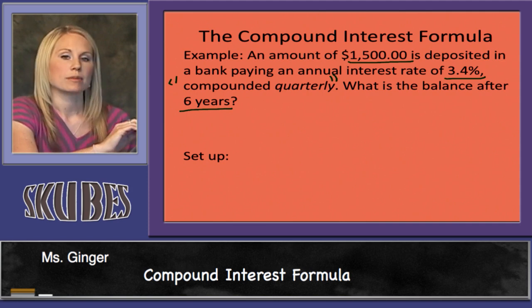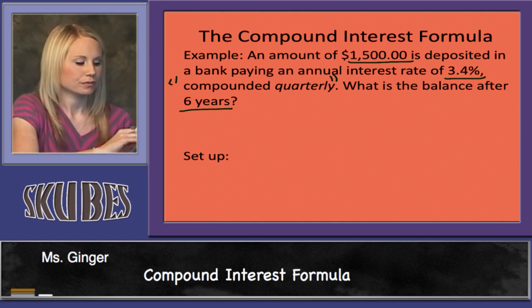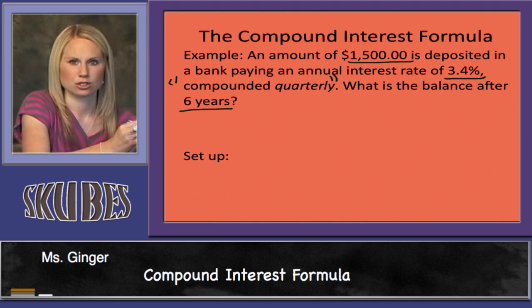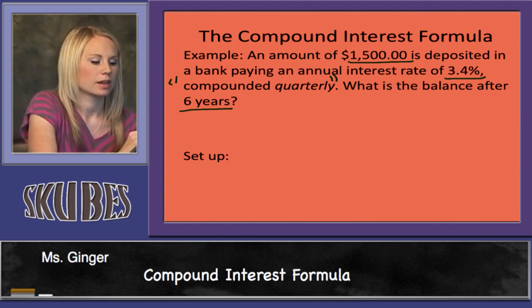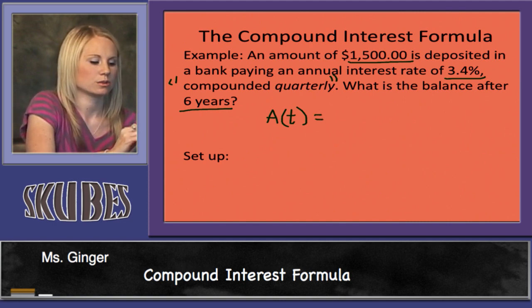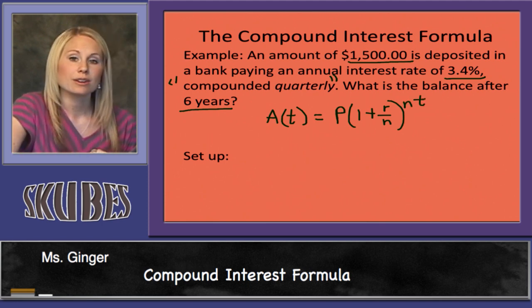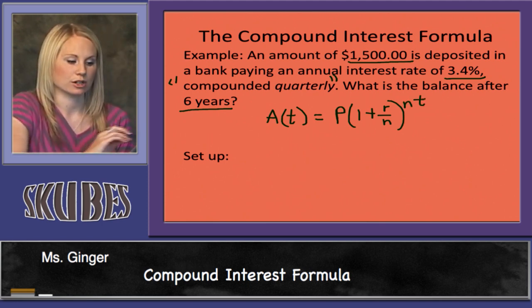When you're looking over a problem like this, it's helpful to highlight or underline those important pieces of what you're going to fill into the formula. And then it's also a really good idea to just go ahead and rewrite the general formula. So we saw the words compounded quarterly, so that means we're going to use our regular compound interest formula. A of t equals p times 1 plus r over n raised to the n times t. And now we're going to fill in our information from our actual problem.